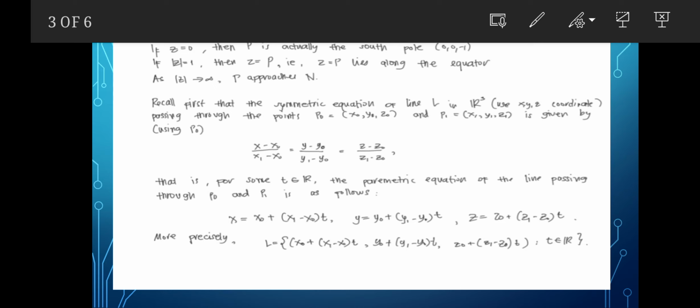x is equal to x sub 0 plus (x sub 1 minus x sub 0) t, y is equal to y sub 0 plus (y sub 1 minus y sub 0) t, z is equal to z sub 0 plus (z sub 1 minus z sub 0) t. More precisely, L is equal to the set of (x sub 0 plus (x sub 1 minus x sub 0) t, y sub 0 plus (y sub 1 minus y sub 0) t, z sub 0 plus (z sub 1 minus z sub 0) t), where t is an element of R, the real numbers.